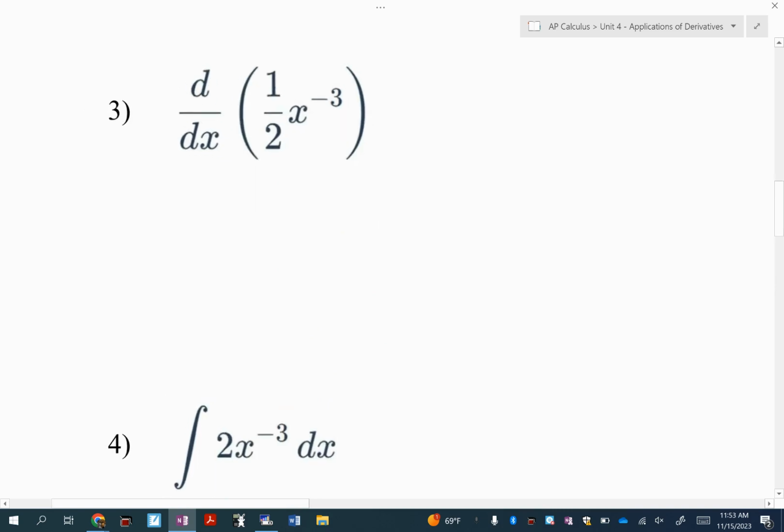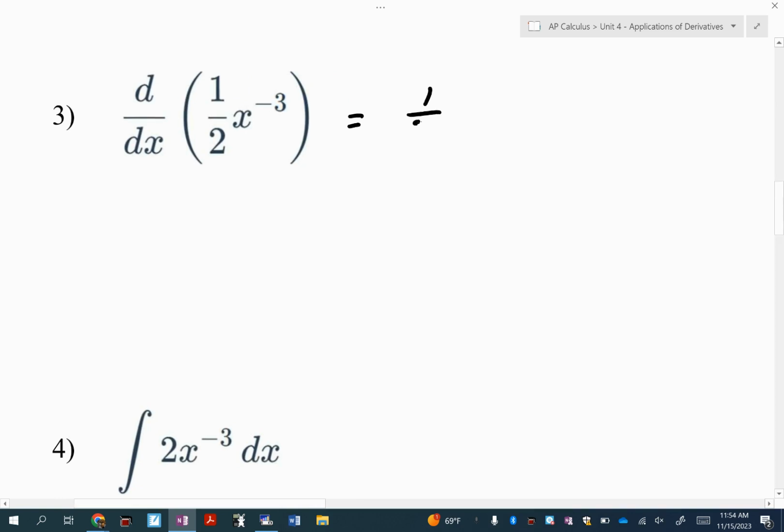Let's do number 3. Number 3 is d dx, which means take the derivative. All right, I'm going to use the power rule here. So I already have a 1/2, but I need to multiply by that power as it comes to the front. So I put the -3 next, times x. And then how do I get that new power? Subtracting 1. So what's -3 minus 1? -4. So let's clean it up.